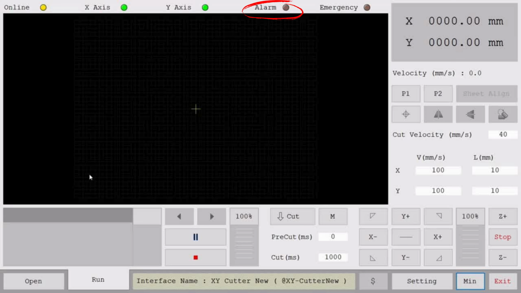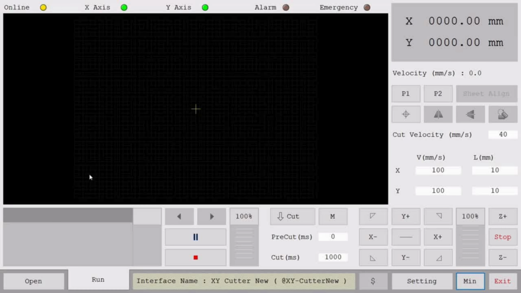Next is the alarm indicator. This light turns red whenever one or more axes encounter an error. It also activates when a limit input is defined for the machine, and that limit input becomes triggered. In both of these situations, the alarm light will turn on to warn you that the machine is not in a normal operating state. The emergency indicator is directly linked to the emergency input.